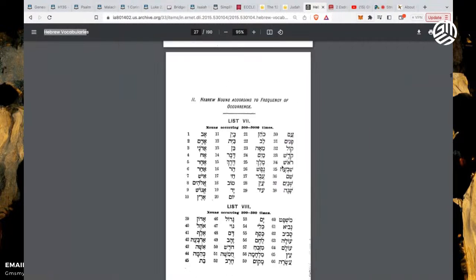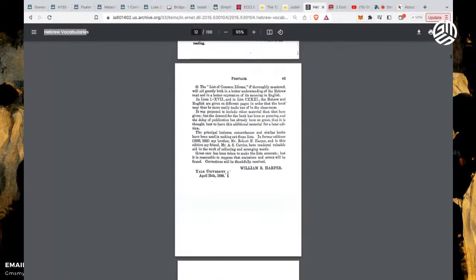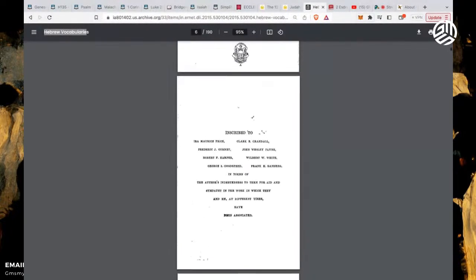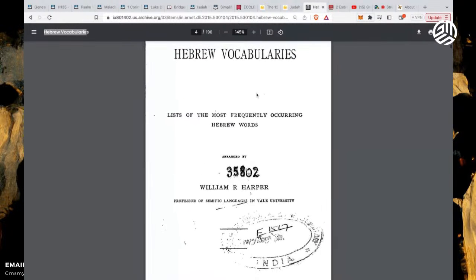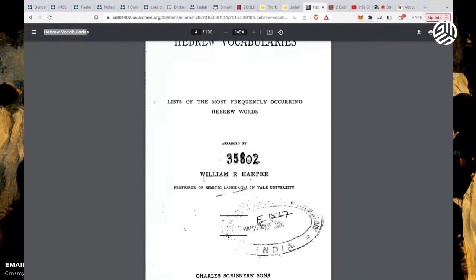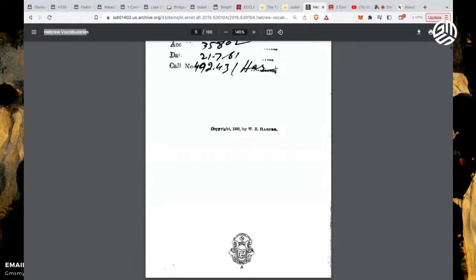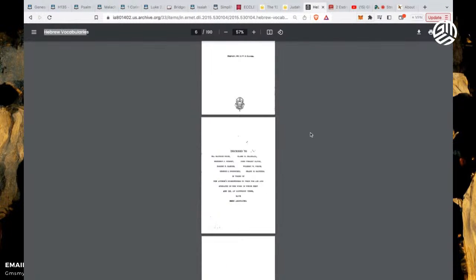Okay. So again, the name of this book, again, Fair Use. This book is called Hebrew Vocabularies by William H. Harper. This is a book that was written by a professor of Semitic languages at Yale University. Okay, this is a very high level book. And so Lord willing, this is edifying.